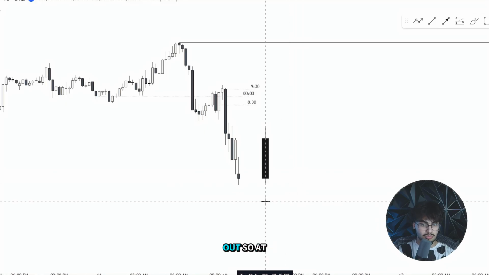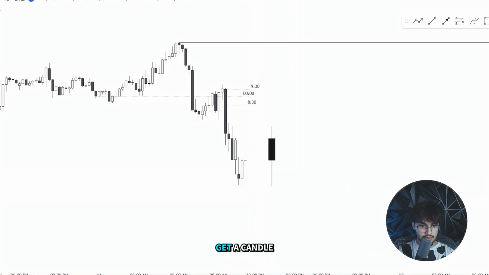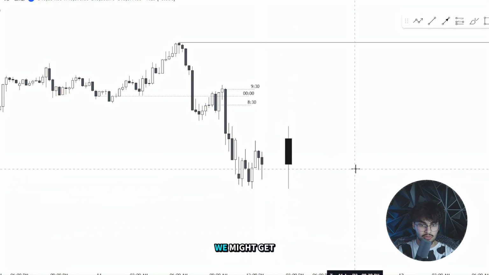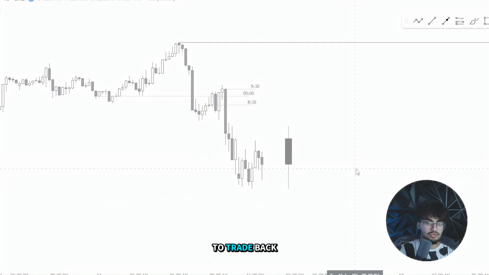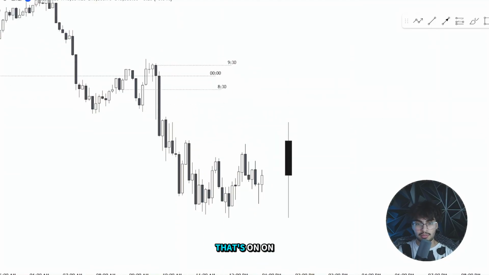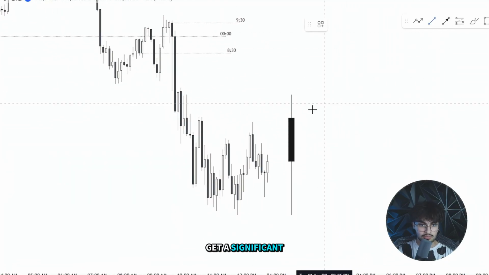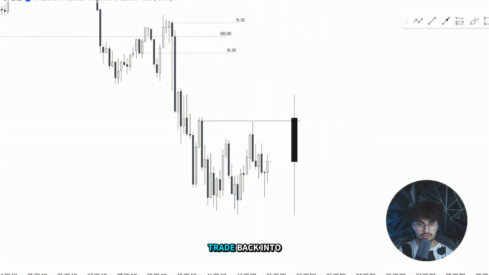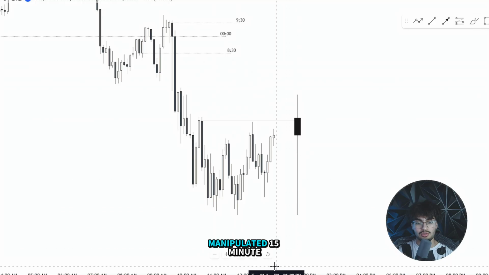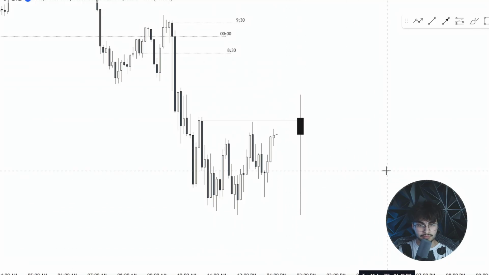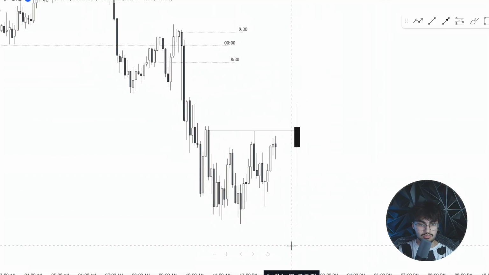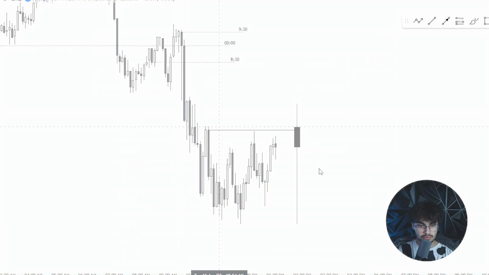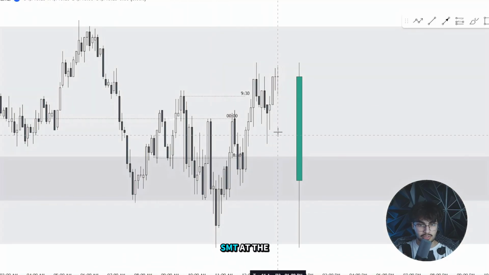NASDAQ is bugging out. So at this point, I want to see if we get a candle body closure back into the range. So this 15-minute change in state, we might get an opportunity to trade back into that 15-minute gap that's untested. If we get a significant closure, possibly here or here, I can look to take a trade back into that non-manipulated 15-minute gap. See, is there any SMT at the lows? There is an SMT at the lows.